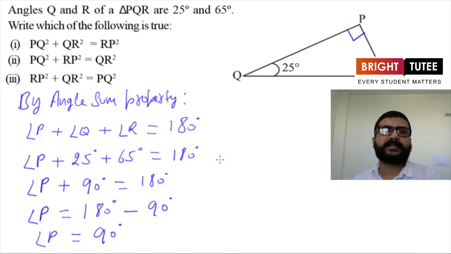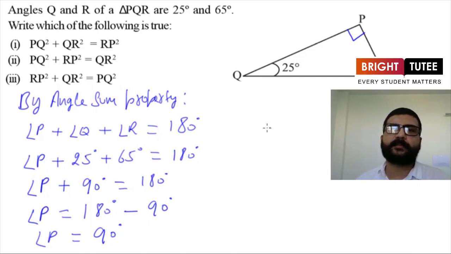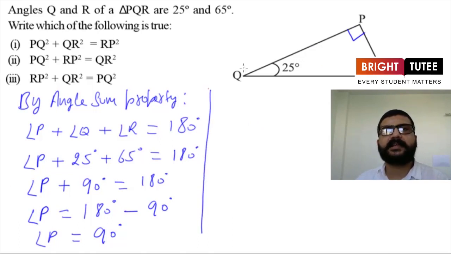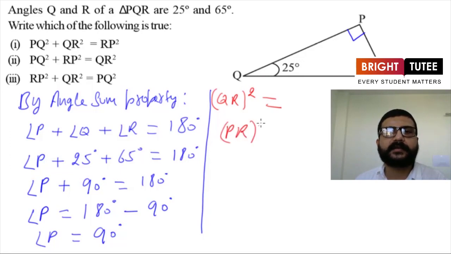Now we can use Pythagoras theorem here. Now according to Pythagoras theorem, square of the hypotenuse should be equal to the sum of the squares of other two sides. Now which side is the hypotenuse here? It is QR. The side opposite to the right angle is QR. So it means QR is the hypotenuse. So here QR square is equal to the sum of the squares of other two sides, and that will be PR square plus PQ square.